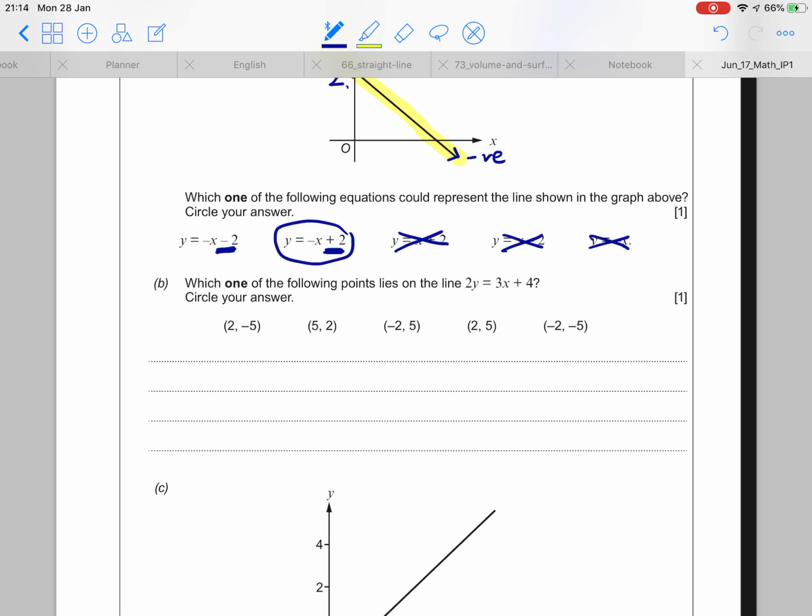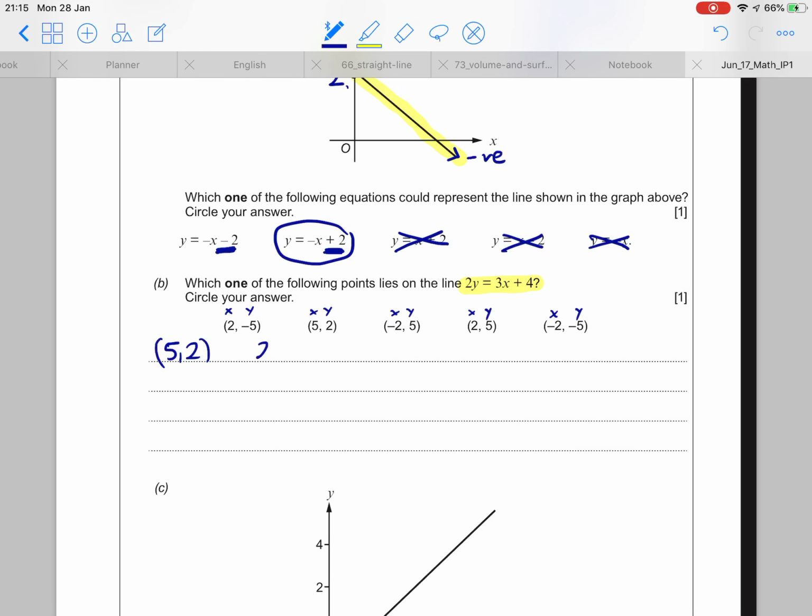Part B, which one of the following points lies on this new line here now, 2y equals 3x plus 4. Circle your answer. Well, these are x and y coordinates. So if I've got x and y coordinates, one's an x number, one's a y number. When I put the x number in, the y number should come out. Or when I put the x number in on the one side, it should give me the y value on the other. So, for example, I'm going to try this one here, 5, 2, to show you what I'm thinking.